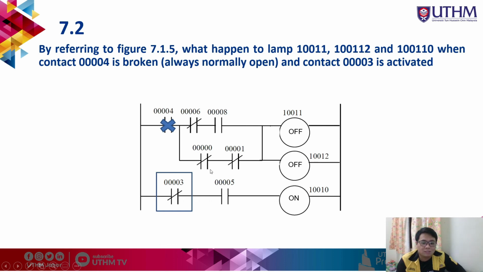From here we can see that, as I explained just now, if 0004 is off, no matter whether inside here is on or off, both will remain off. For here, if 00005 is also activated, the output will be on. Else, if 00005 is not activated, the output 10010 will remain off. That's all for me. Thank you.